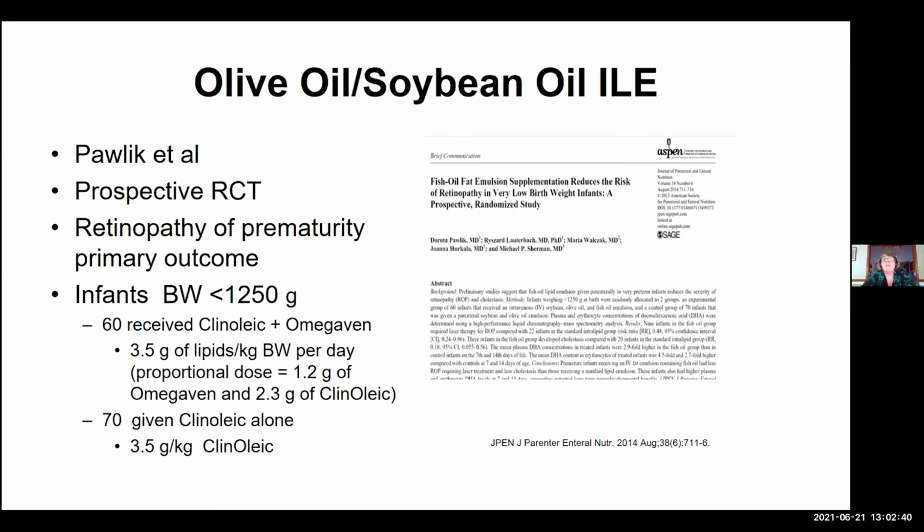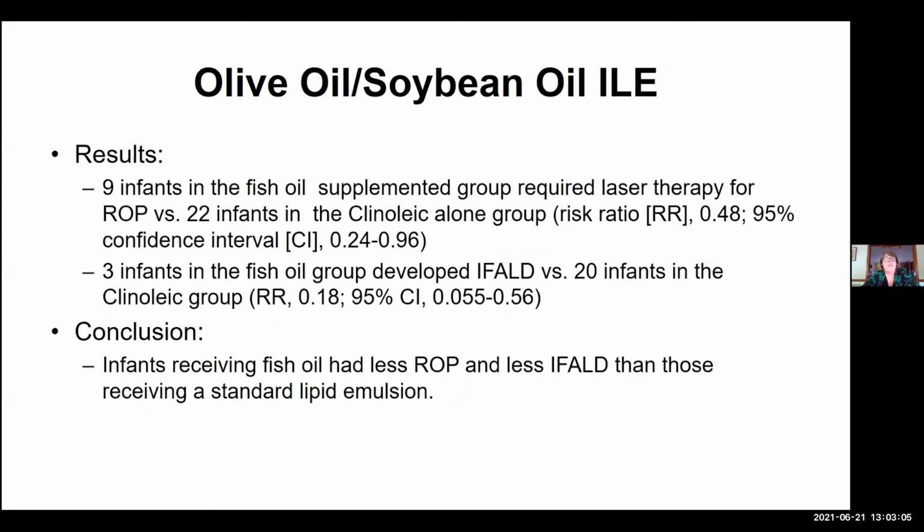Now, what about the olive oil, soybean oil approach? Unfortunately, I'm not aware of any studies conducted in the U.S. in children. It's not approved for use in kids. So I have to rely on this data that came from Europe. Paulik and colleagues did a prospective RCT where they were looking at retinopathy of prematurity as the primary outcome, but they did look at liver disease as a secondary outcome. What they did was they used the olive oil, soy, with and without fish oil. And they showed that the infants that got the fish oil plus the olive soy actually had a lower incidence of retinopathy of prematurity, which is a form of neonatal blindness. And they also had a lower incidence of IFALD.